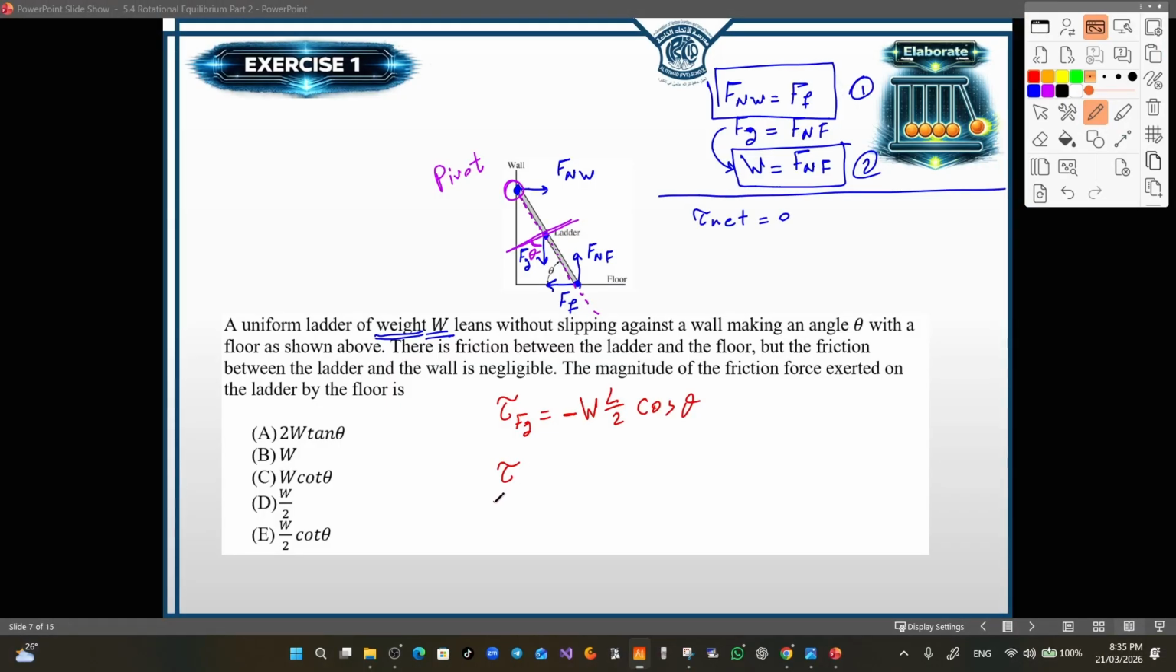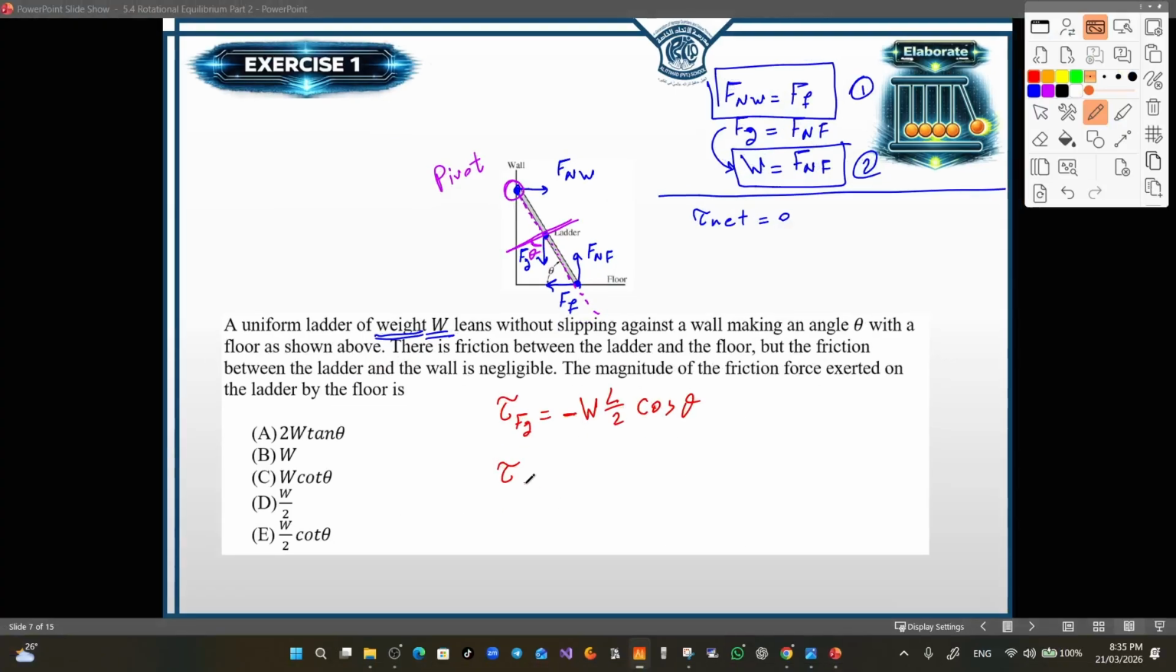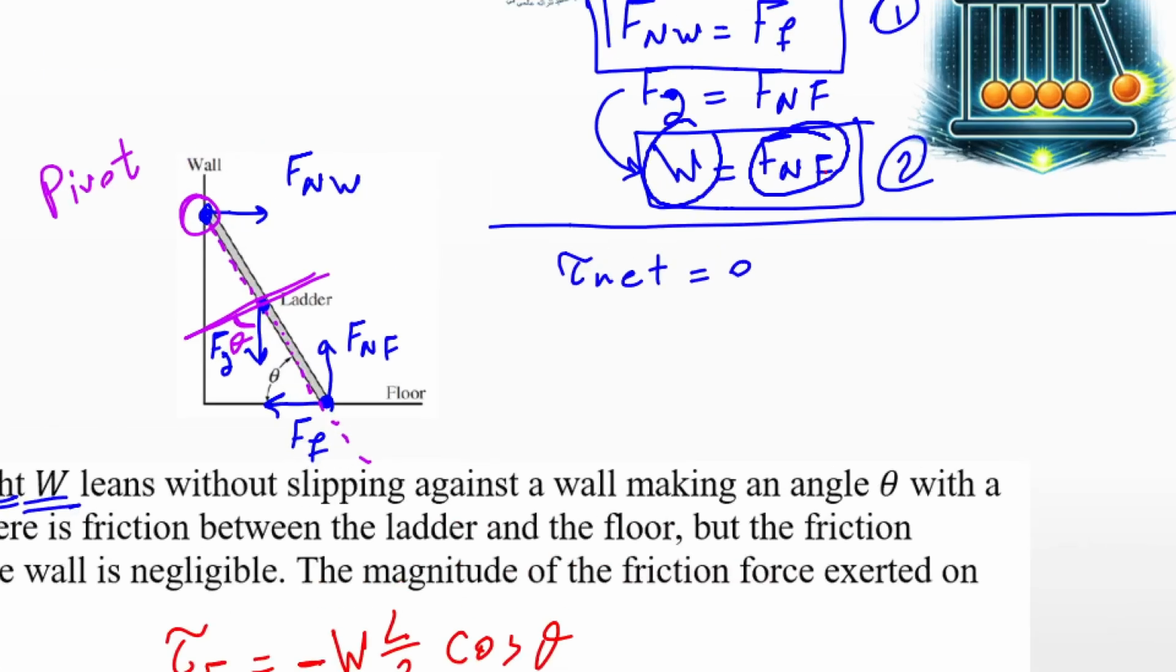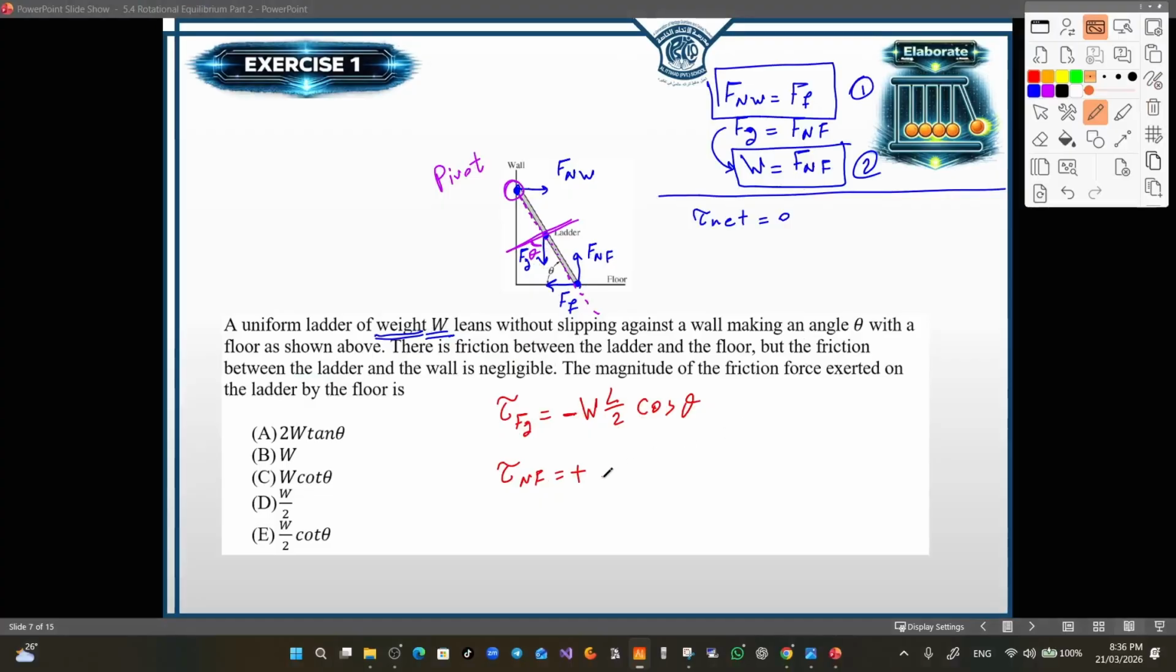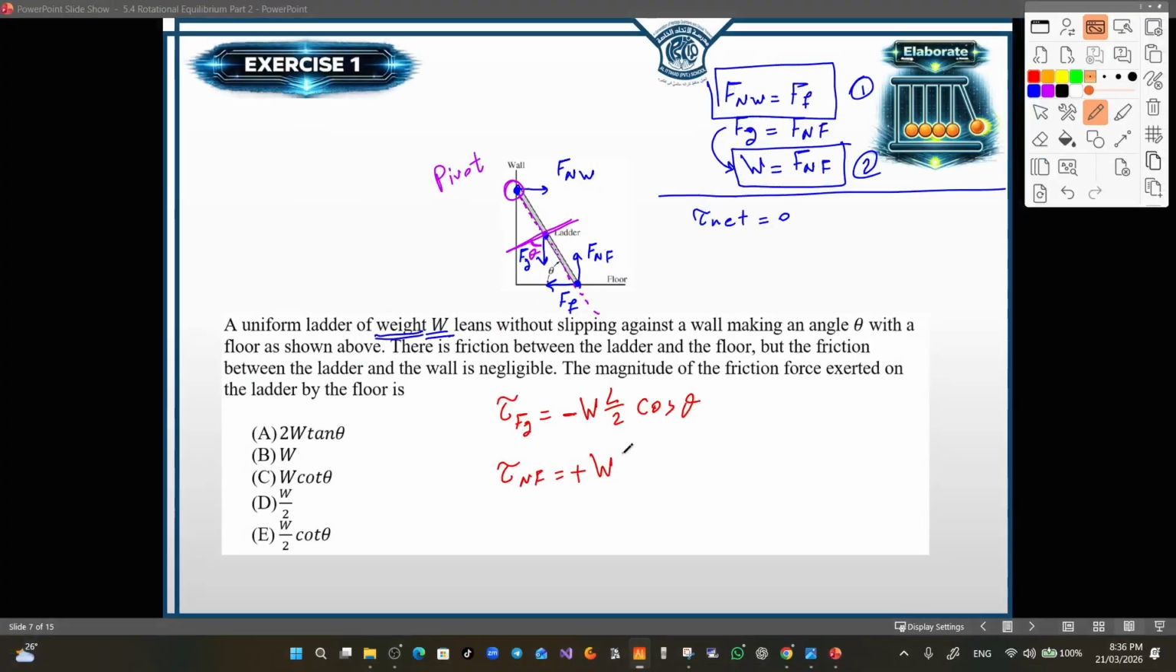Now let's consider this force. This force, the F_N F, is rotating the ladder in this direction. This direction is the counterclockwise direction, so we use the plus sign for the counterclockwise direction. Since the F_N F is equal to W, I will use W as the magnitude of F_N F. This force is acting here, which means the distance between the point of application of this force and the pivot point is L. Now, what about the angle?